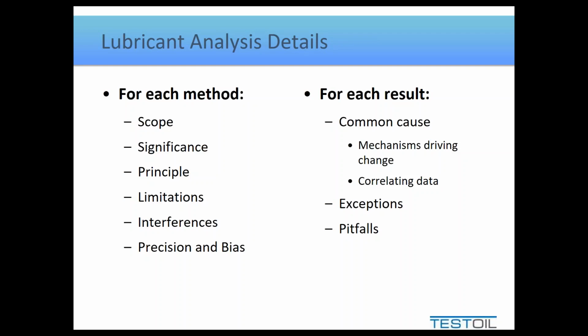And one of my favorite sections is any pitfalls. How do we misinterpret the number? How do we assume something that might not necessarily be true? So with that, I'll get started with FTIR first.